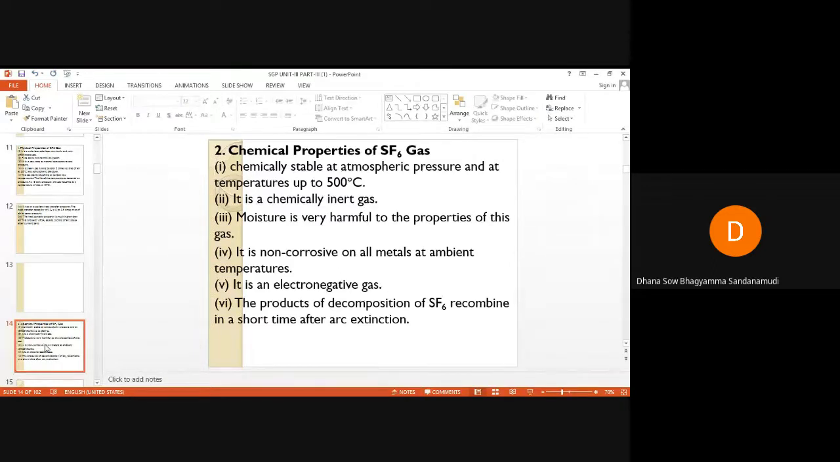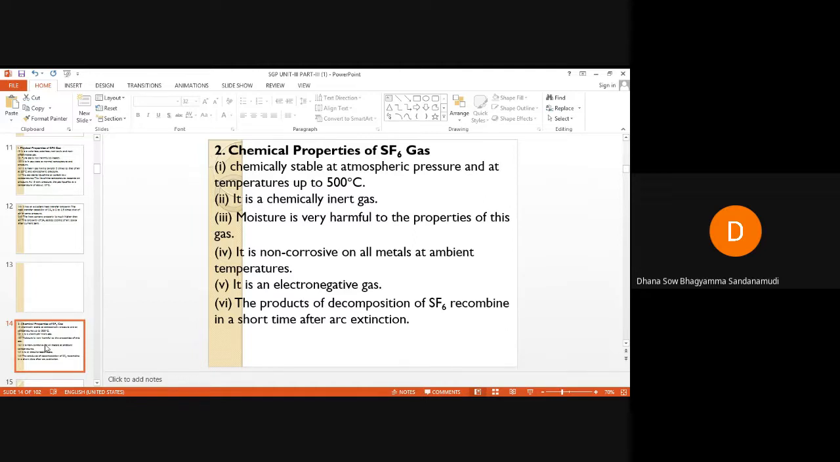So the life of the contacts and the other metallic parts within the circuit breaker is longer in SF6 gas. These contacts and metal parts of the circuit breaker, which are in contact with SF6 gas, do not get oxidized or deteriorated. Hence, maintenance requirement is very less. We can say that it is one of the advantages of using SF6 gas as the arc quenching medium because maintenance requirement is reduced here.